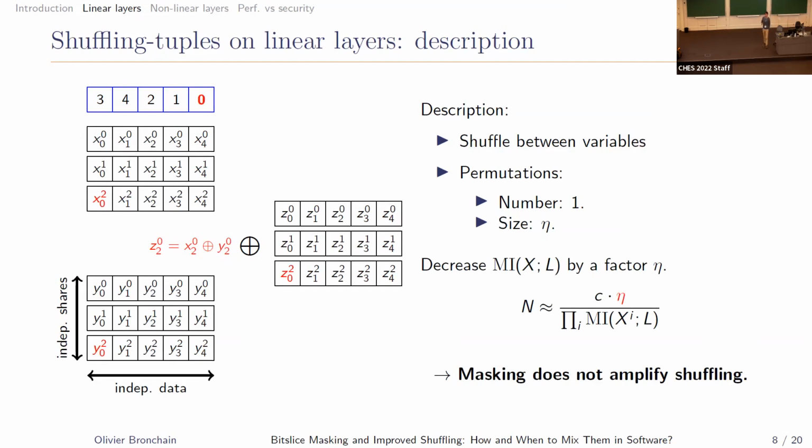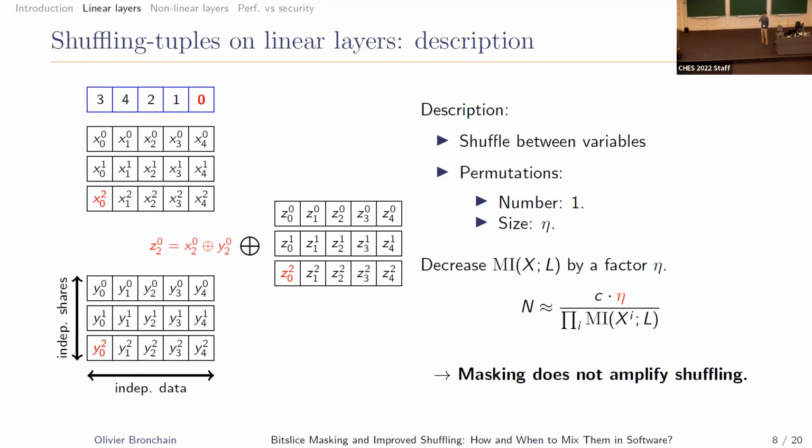The only thing you get is the factor eta, as if you were doing shuffling in an unprotected case. That's because the only randomness an adversary observes with shuffling is about which data is processed.